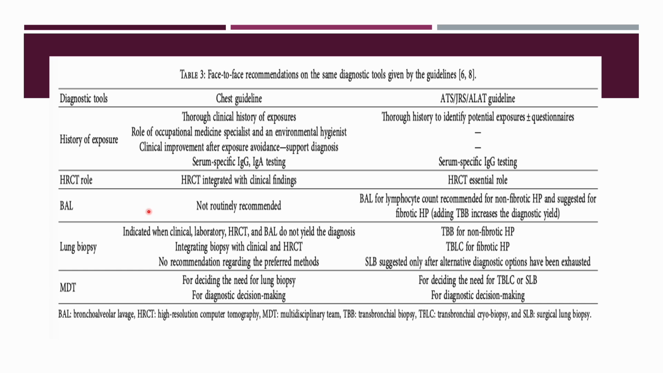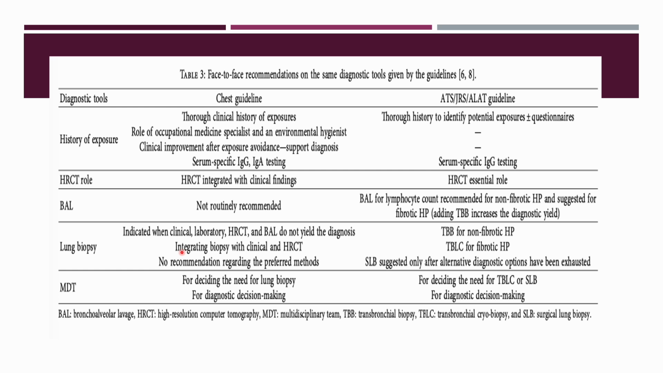As far as HRCT role, both agree that HRCT must be integrated and is essential to do. The CHEST guideline did not routinely recommend BAL, and the ATS guideline did recommend BAL for lymphocyte count, especially non-fibrotic HP, and it suggested it for fibrotic HP because, according to them, when you do a transbronchial biopsy, it increases the diagnostic yield. So lung biopsy is only indicated when clinical, lab, HRCT, and other things do not support your diagnosis.